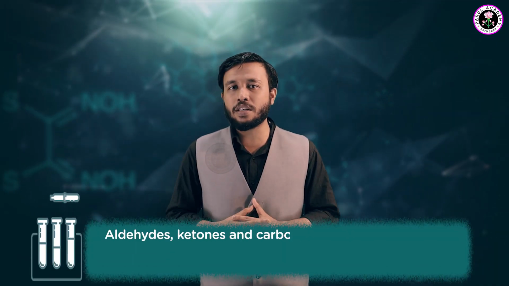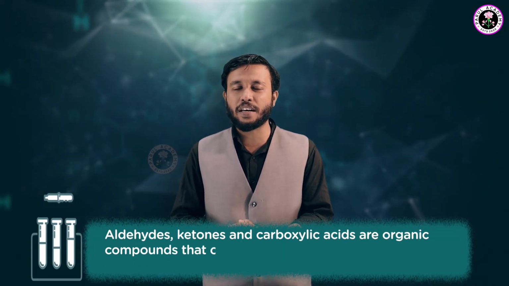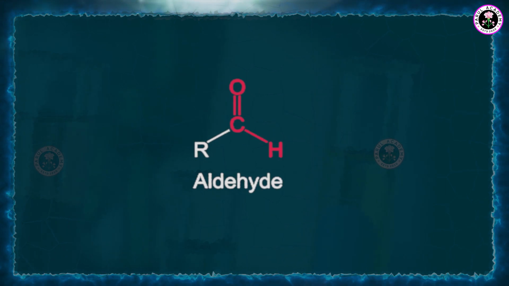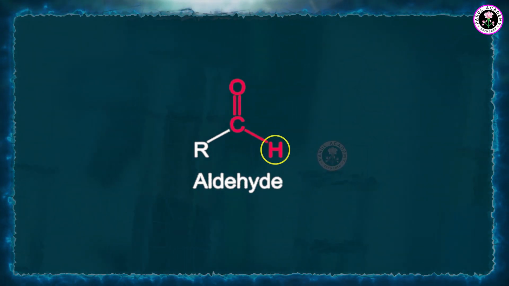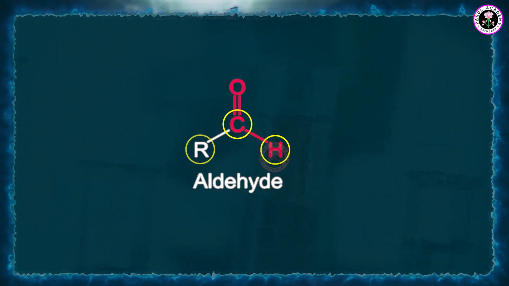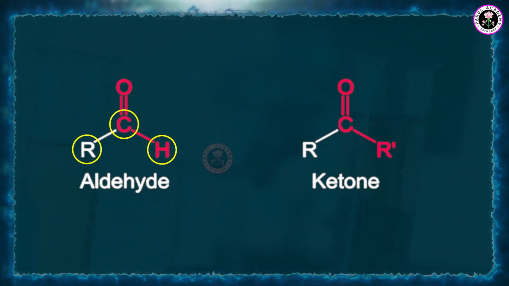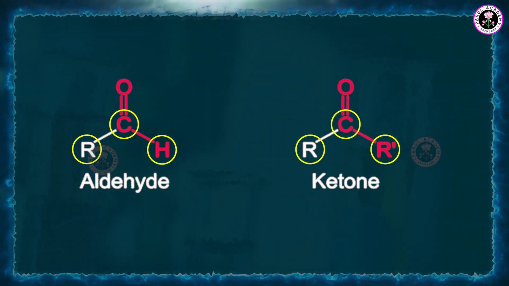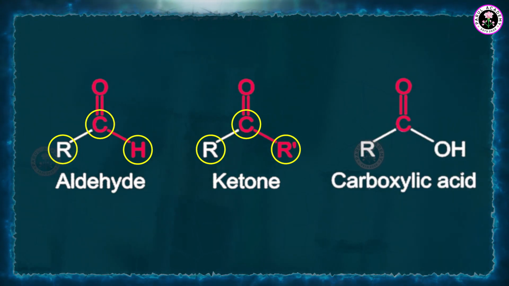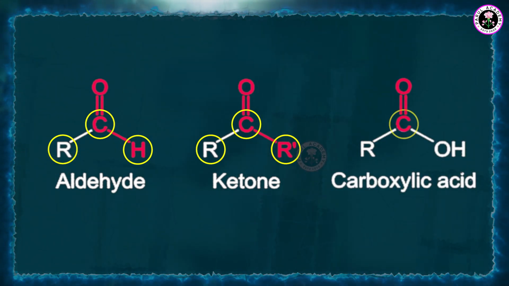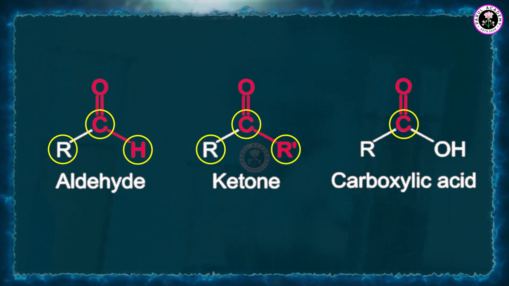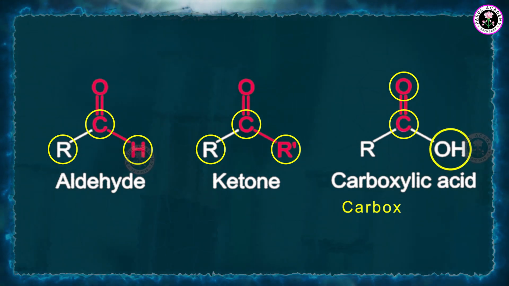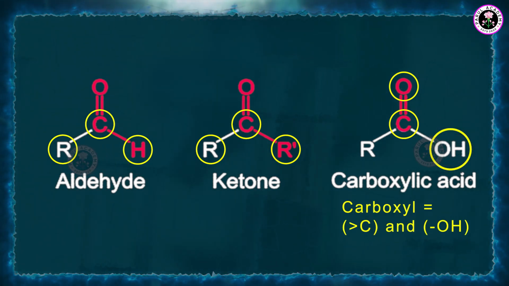Aldehydes, ketones and carboxylic acids are organic compounds that contain a carbonyl group, carbon and oxygen with a double bond. In aldehydes, the carbonyl group is attached to one hydrogen atom and one carbon atom of an alkyl or aryl group. In ketones, the carbonyl group is attached to two carbon atoms belonging to two different alkyl or aryl groups. In carboxylic acids, the carbonyl group is attached to one carbon atom of an alkyl or aryl group and an oxygen atom of the hydroxyl. The word carboxylic is a combination of carbonyl and hydroxide.